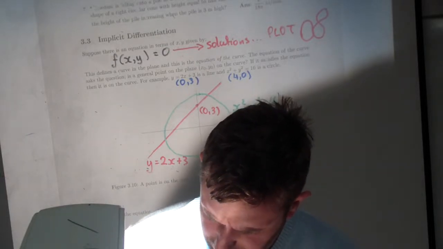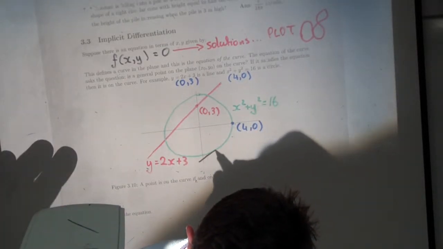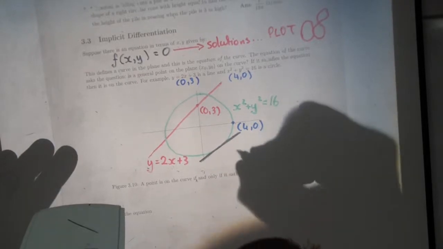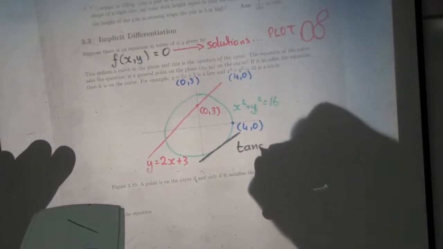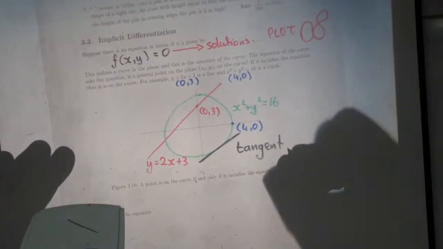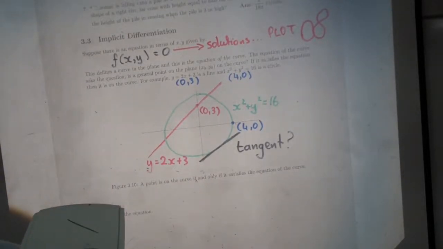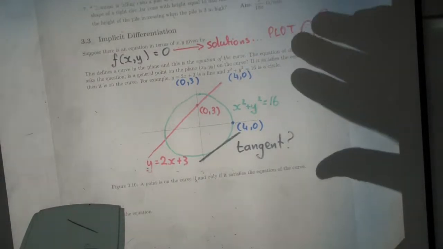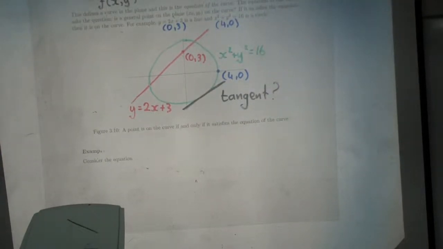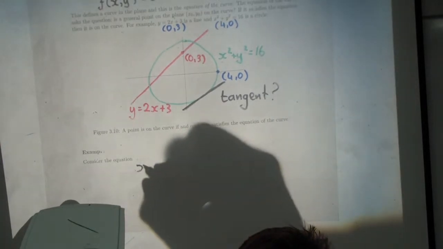So we'll just draw one of them there now. Tangent? So a very simple equation: x squared plus y squared equal to 1.